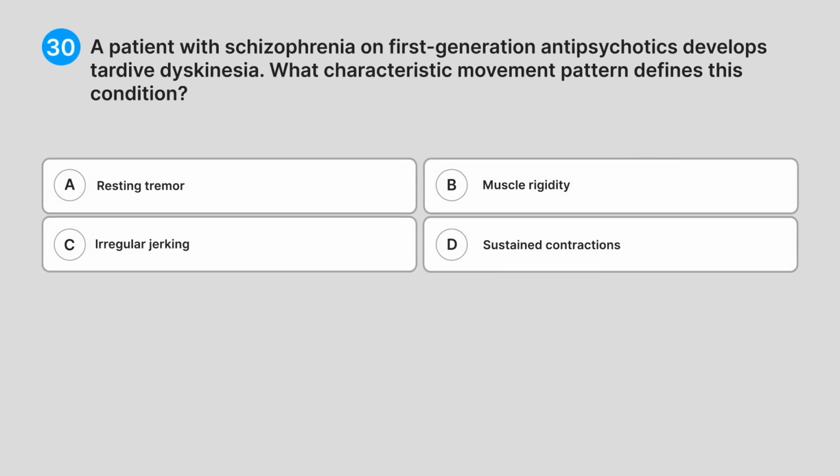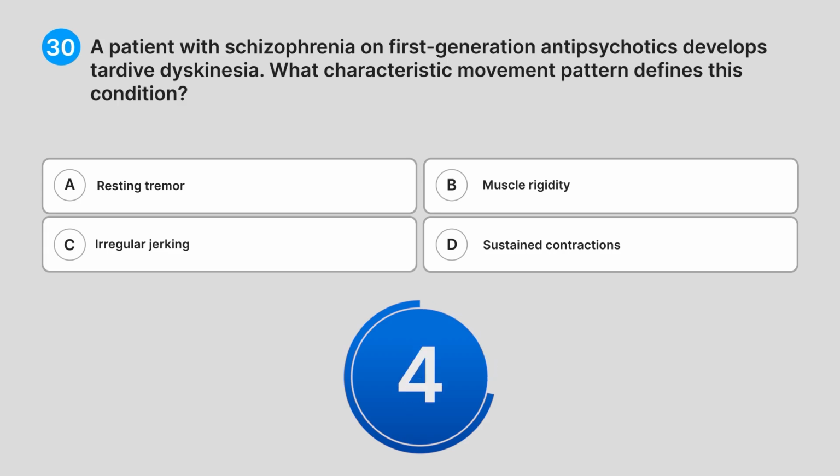30. A patient with schizophrenia on first-generation antipsychotics develops tardive dyskinesia. What characteristic movement pattern defines this condition? A. Resting tremor. B. Muscle rigidity. C. Irregular jerking. D. Sustained contractions. Do you know the answer?